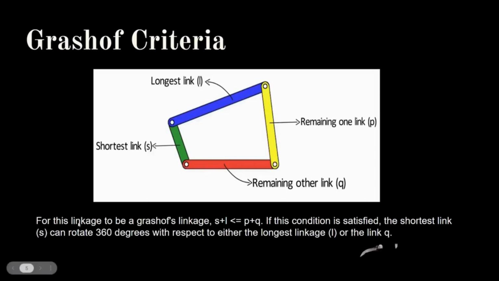Then for this linkage, a two-way Grashof linkage, the shortest link plus the longest link is less than or equal to P plus Q. If this condition is satisfied, then the shortest link O2A can rotate 360 degrees with respect to either linkage P or linkage Q.